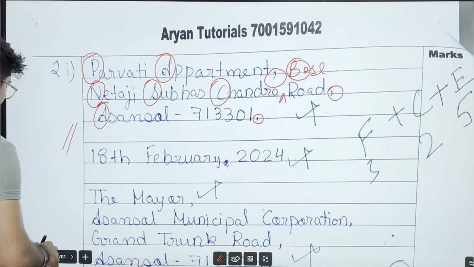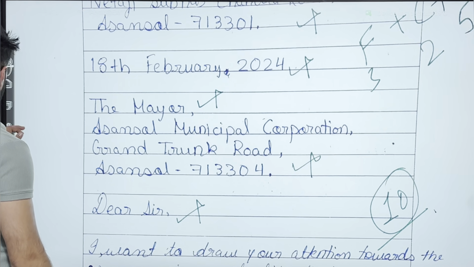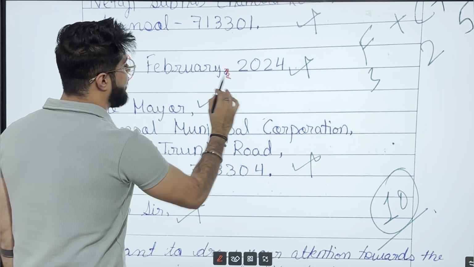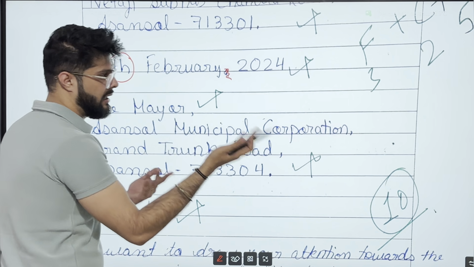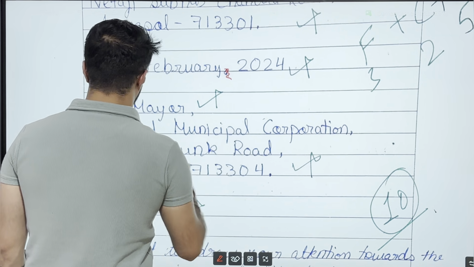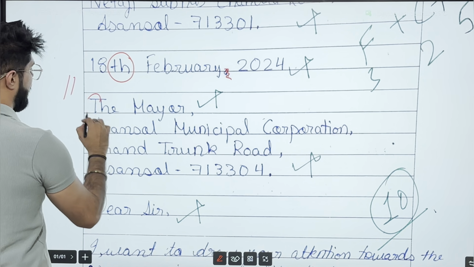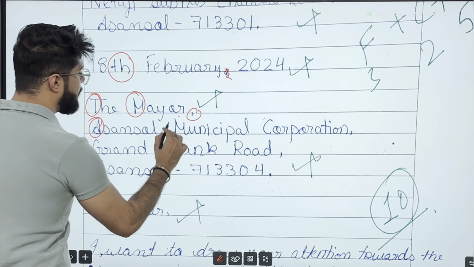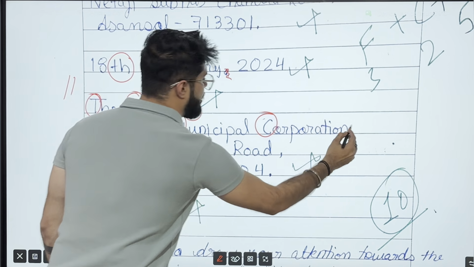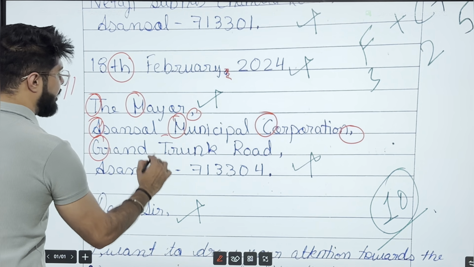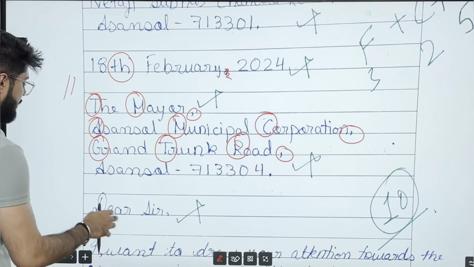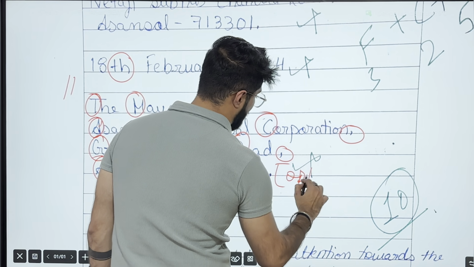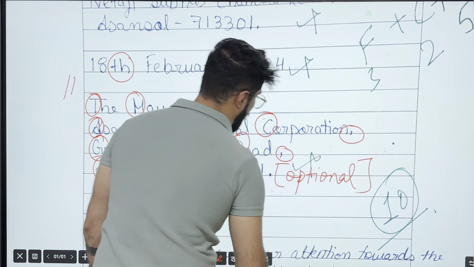ठीक है. She has left a line. 18, TH is settled very comfortably on the bottom of the line. She has cut the comma. We had asked her not to do so, and she has given the year. Again, she has left a line. T capital, Mayor का M capital, followed by comma. Asansol Municipal Corporation, all in caps, followed by a comma. Grand Trunk Road, followed by a comma. Asansol A capital. She has given the pin code, but it is again optional. ठीक है? You may or you may not.